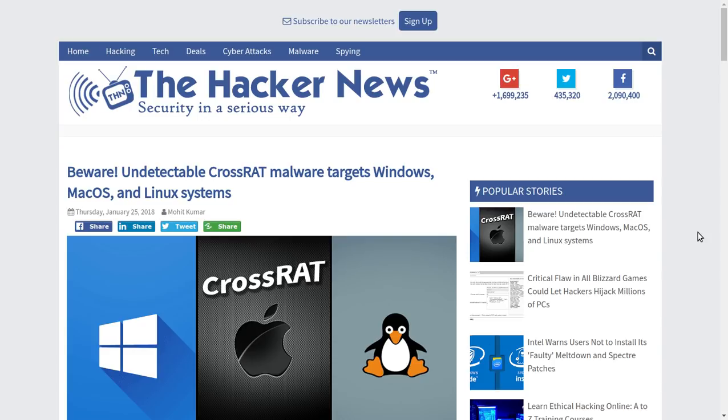CrossRAT is written in the Java programming language, making it easier for reverse engineers and researchers to decompile it. Apparently, only 2 out of the 58 popular antivirus solutions, according to VirusTotal, can detect CrossRAT. Only 2 out of 58. Wow, those are not good odds.